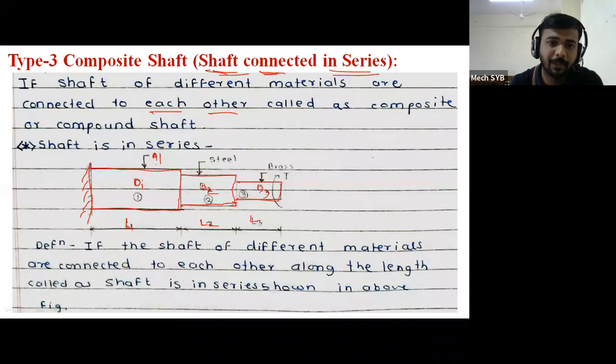Okay, the first shaft is having the material Al, means aluminum. Second shaft is having the material steel. Third shaft is having the material brass. That means the aluminum shaft is connected to the steel shaft is connected to the brass. All these particular 3 shafts are connected to each other. Therefore this total structure is called as a composite shaft.